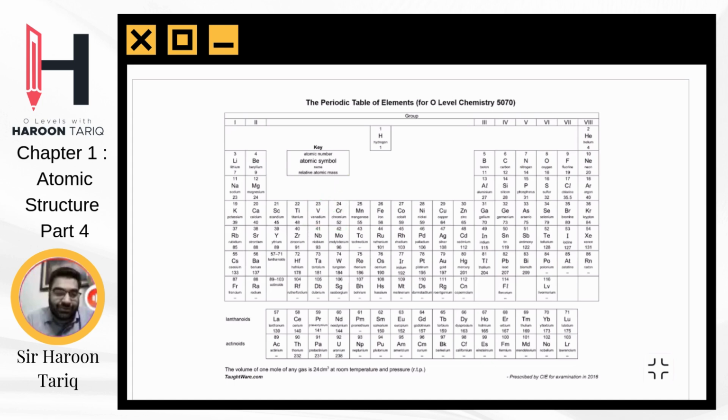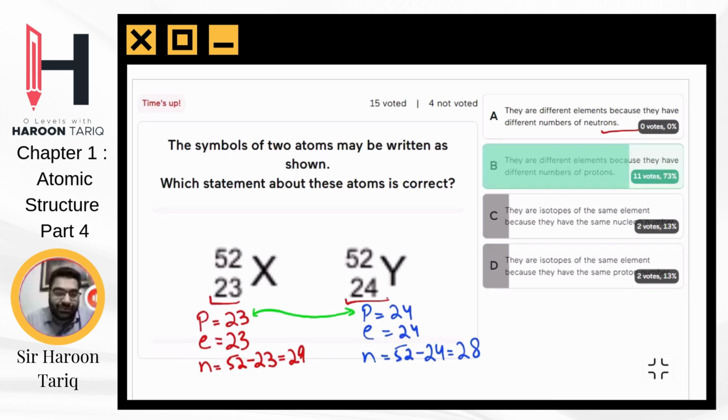Yes, that part of statement A is correct. They are different elements. But not because of the number of neutrons, but rather because of the number of protons. Had this been protons, this would have been correct. But these are two different elements because of the protons, not neutrons. We state they are different elements. Yes, they are because of the difference in the number of protons, which makes B the correct answer.